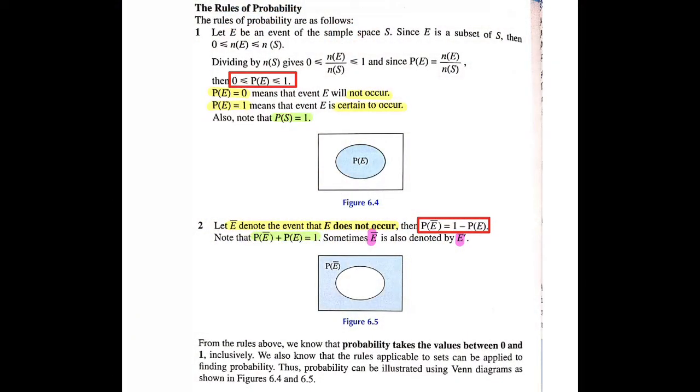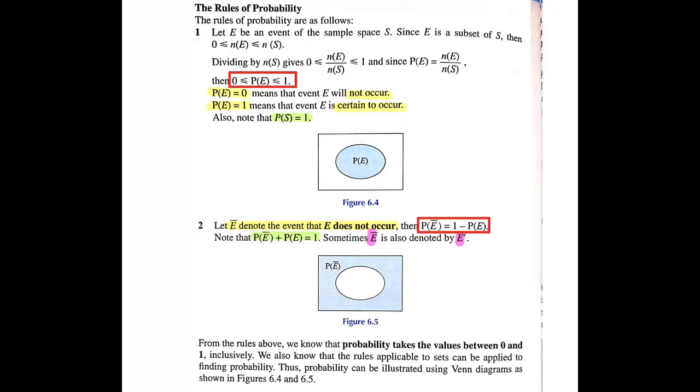Let's proceed with the rules of probability. You have learned this in school: the lowest probability is 0 and the highest is 1. A probability of 0 means that event A will not occur. For example, what is the probability of you not hearing my voice right now? It will be 0.